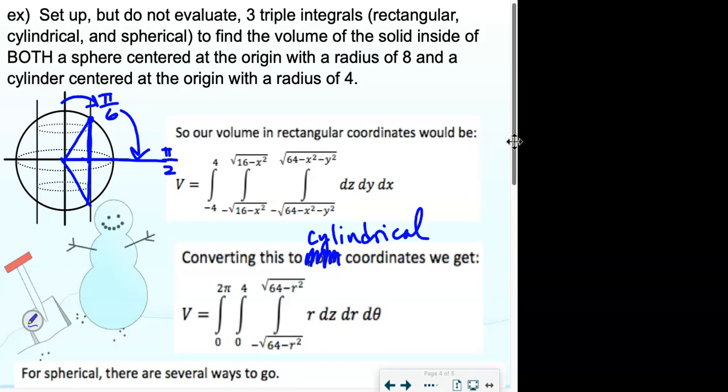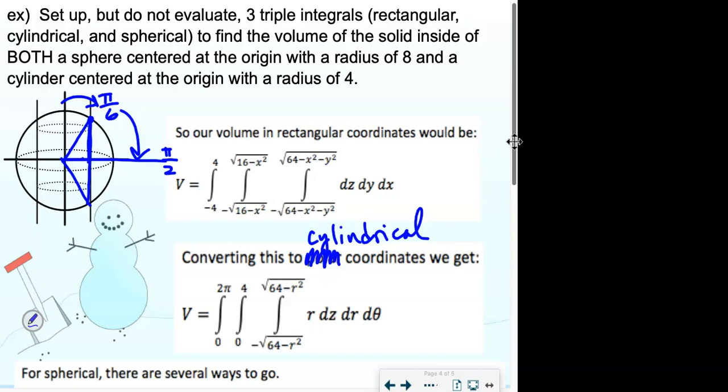If it was a whole cylinder, then it would just be 0 to pi/2? No, that wouldn't give you a cylinder. You're going to have to cut off the top and cut off the sides. You're going to have 2 different rows. So no matter what, when you've got a cylinder and spherical, you're going to have to do 2 separate sets of intervals.